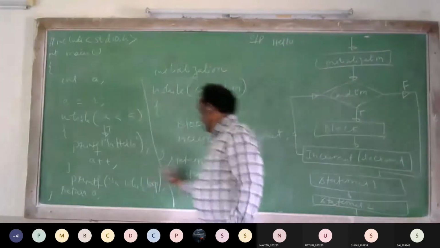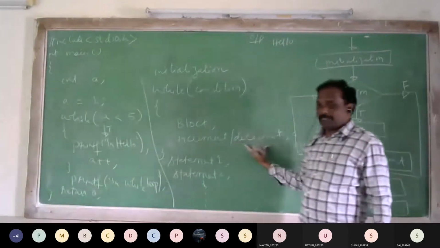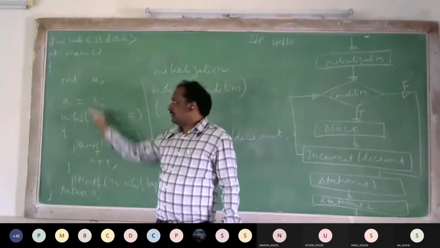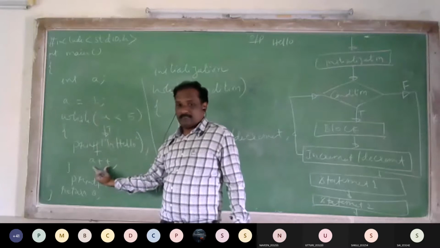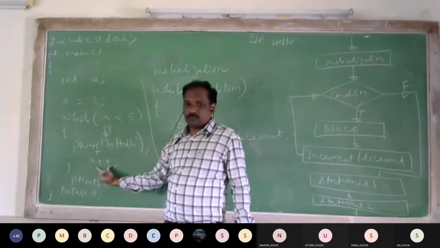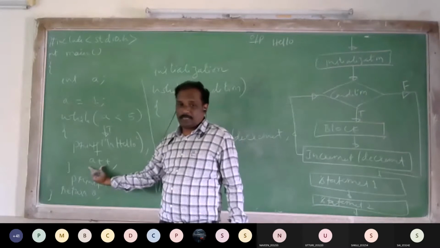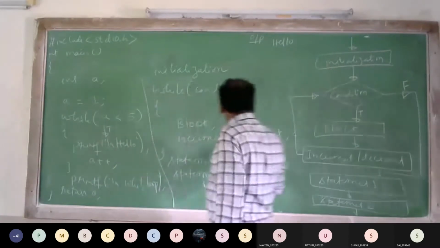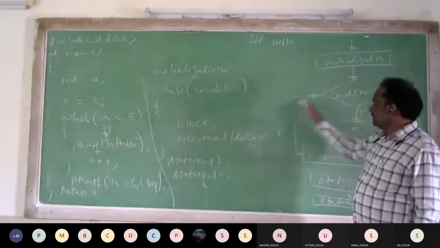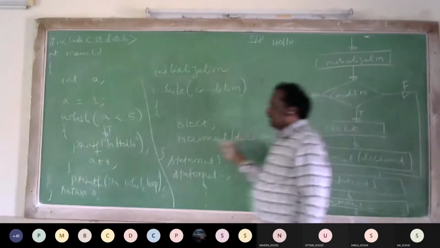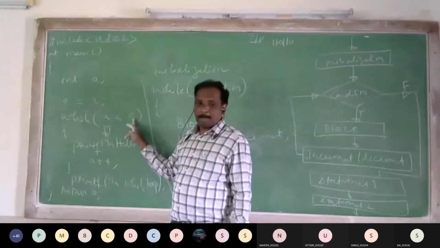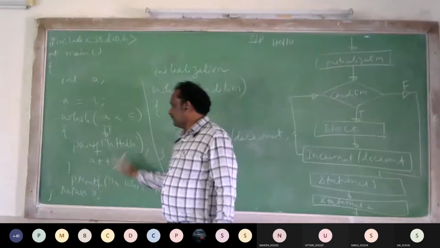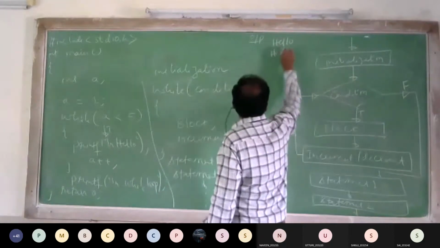Hello. Now increment or decrement. Now here I am increasing the value, A plus plus. So A value is 1, A plus plus, A value will change to 2 now. This is nothing but A is equal to A plus 1. Now again test the condition. After increment or decrement again test the condition. Now 2. 2 is less than 5? True. True means again inside. So printf hello, it will print hello.